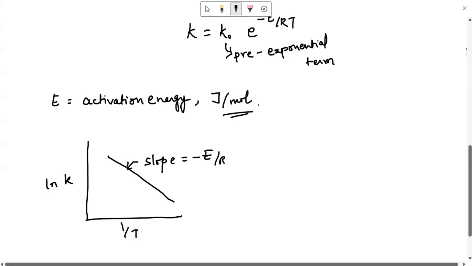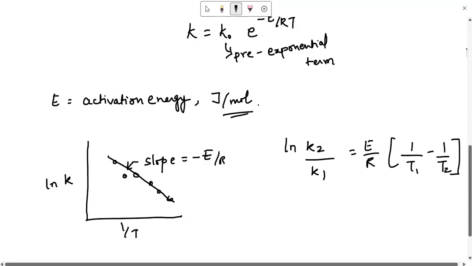This straight line is the best fit from the experimental data. So that will give you your understanding. If you have the information on the rate constant at two different temperatures, then you can use the relation ln of k2 by k1 equals E by R into 1 by T1 minus 1 by T2. So this is the general relation.